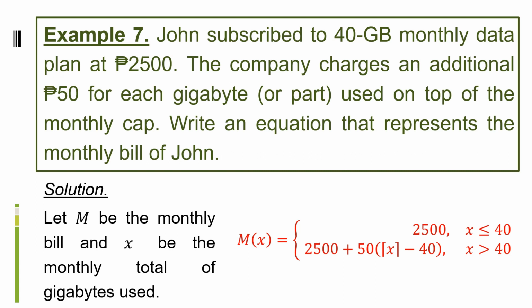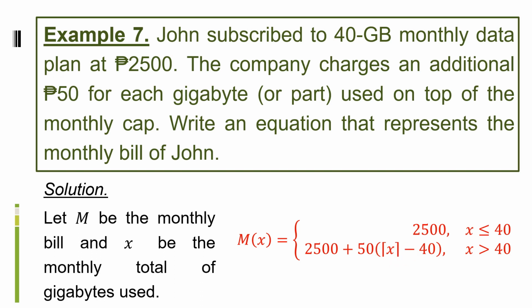So we have M of X is equal to 2,500 whenever X is less than or equal to 40. Of course, once it exceeds 40, then there is an additional 50 pesos for each gigabyte or part. So that is, for X greater than 40, we have 2,500 plus 50 times the quantity, greatest integer of X minus 40. So, why did we use the greatest integer? Because, right, it says "or part." It means even if it is only 0.5, that is considered as 1.